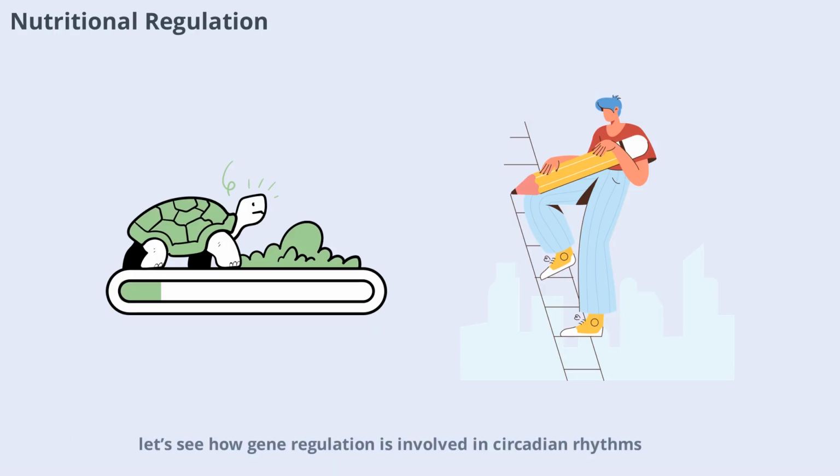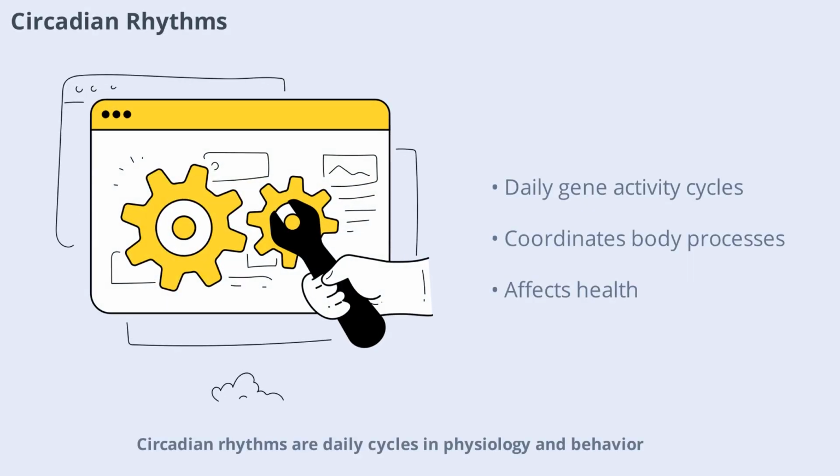Next, let's see how gene regulation is involved in circadian rhythms. Circadian rhythms are daily cycles in physiology and behavior, controlled by gene regulation. Certain genes are turned on or off in a 24-hour pattern, helping coordinate sleep, metabolism, and other processes. Disruptions in circadian gene regulation can affect health and well-being. Understanding these rhythms helps explain how our bodies keep time.